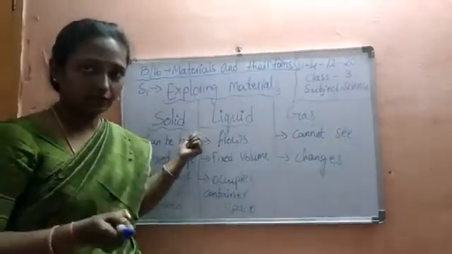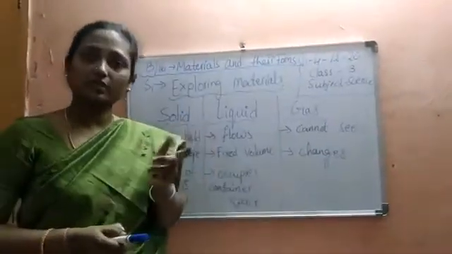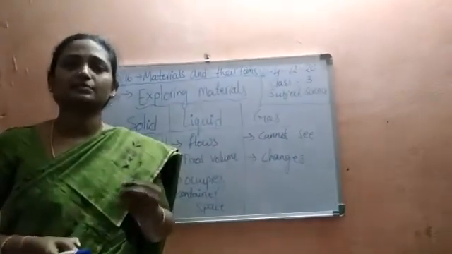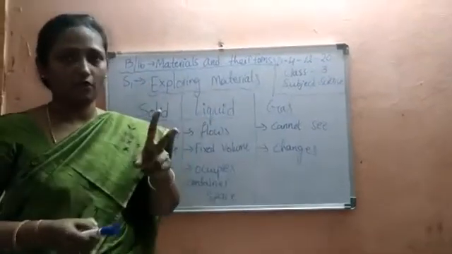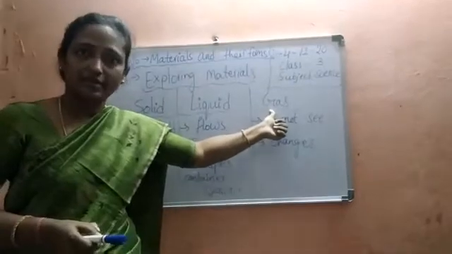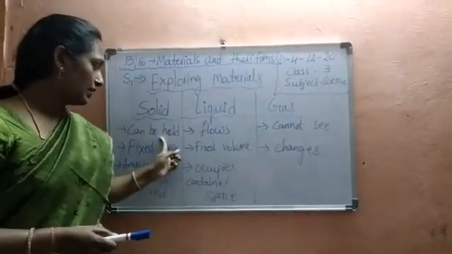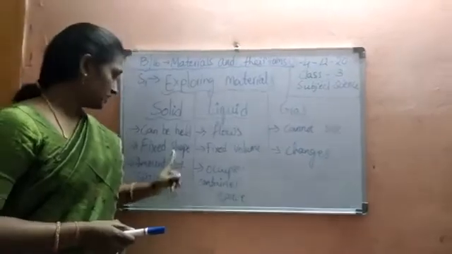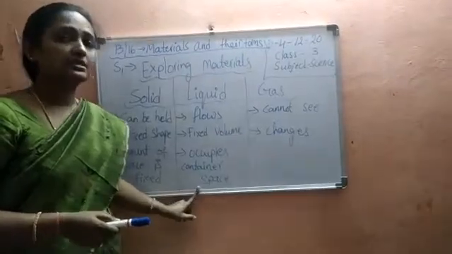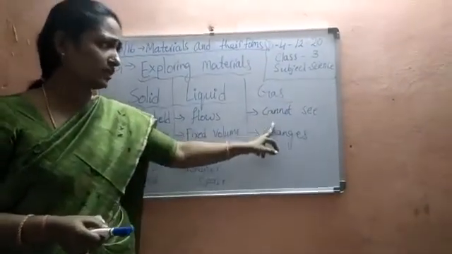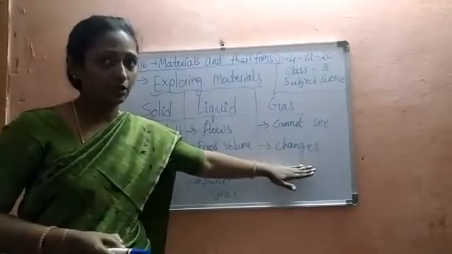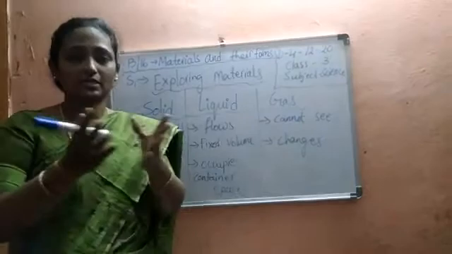So these are the three forms, children. The materials are of three forms. Anything you observe in your surroundings is made up of one of these three forms. It may be solid, it may be liquid, or it may be in the gaseous form. A solid can be held, has a fixed shape, and the amount of space it occupies is fixed. A liquid flows, has a fixed volume, and occupies the shape of the container. A gas cannot be seen, changes according to the amount of space available, and spreads all over the surroundings.